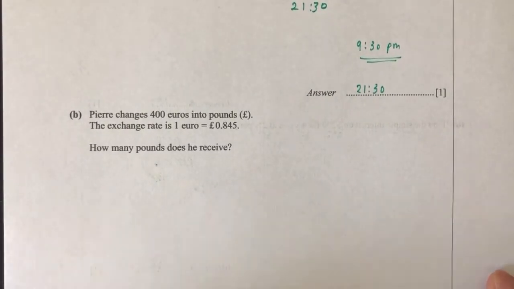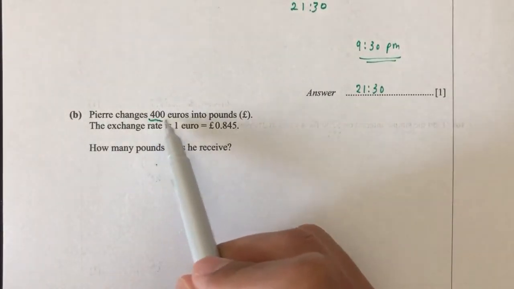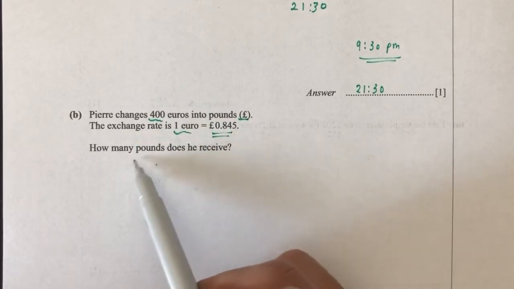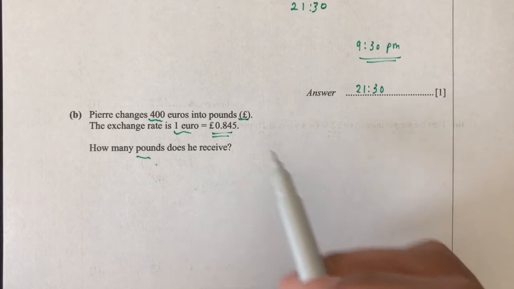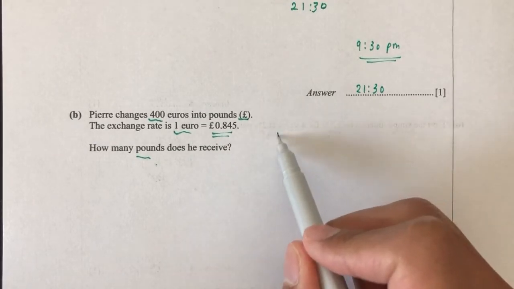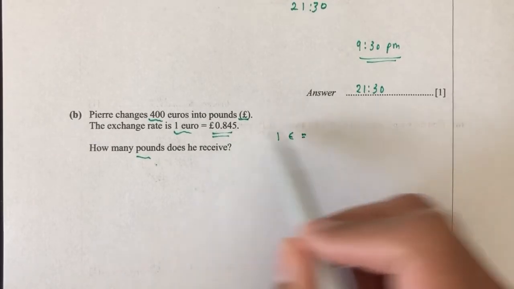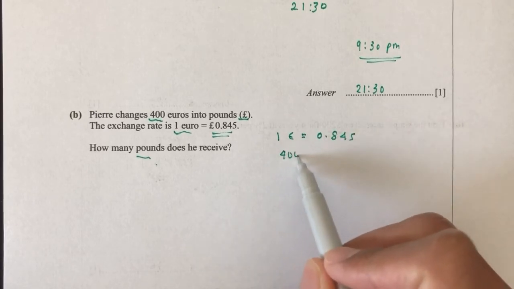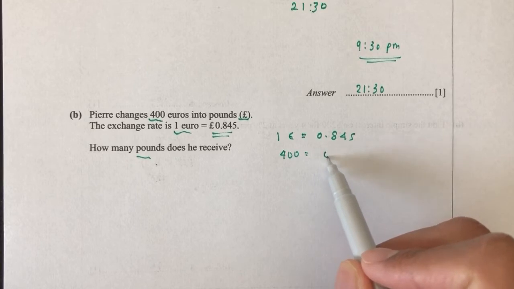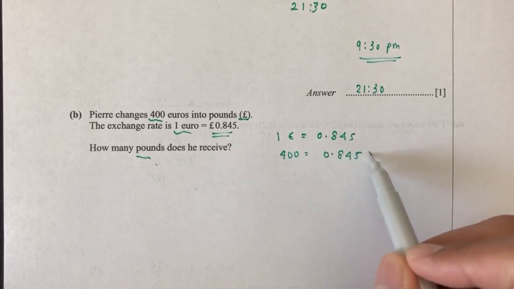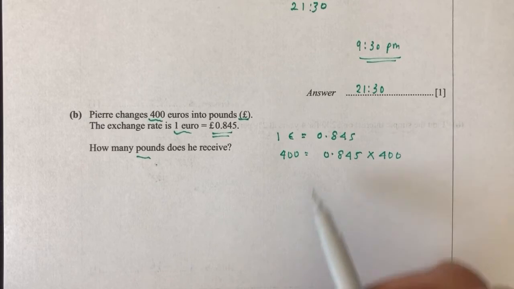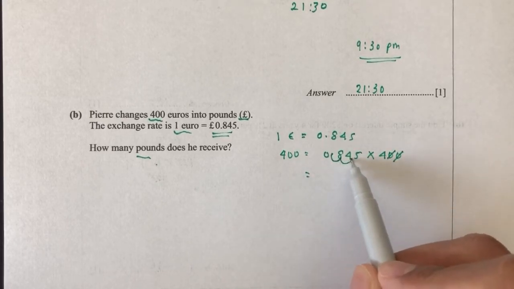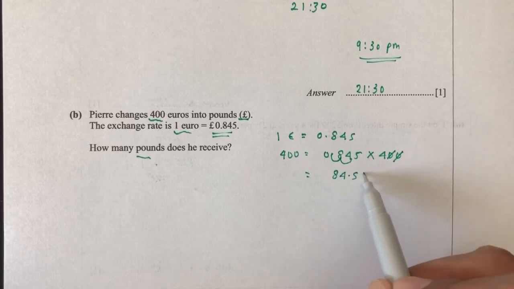Now part B. Pierre changes 400 euros into pounds. The exchange rate is 1 euro to this much pounds. How many pounds did he receive? So we have 1 euro is equal to 0.845. Now he has 400 euros, so he has to times 400. 5 times 400. So we can first cut the 2 zeros, so you can move 2 decimal places. So here we have 84.5 times 4.